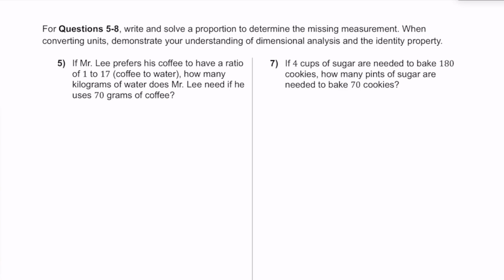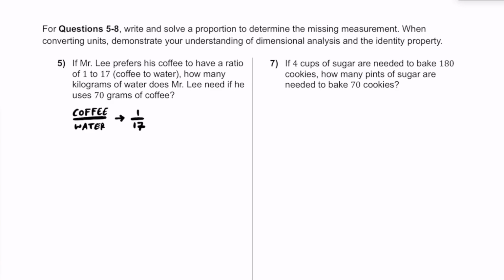If Mr. Lee prefers his coffee to have a ratio of 1 to 17, this is coffee grounds to water. How many kilograms of water does Mr. Lee need if he uses 70 grams of coffee? So I'm going to place coffee on top and water on bottom, but feel free to flip it if you'd like. Just keep your units consistent. And I'm going to write this ratio of 1 to 17 here.